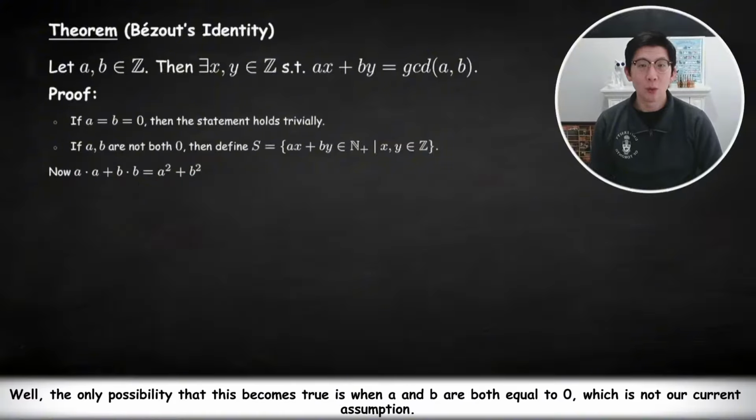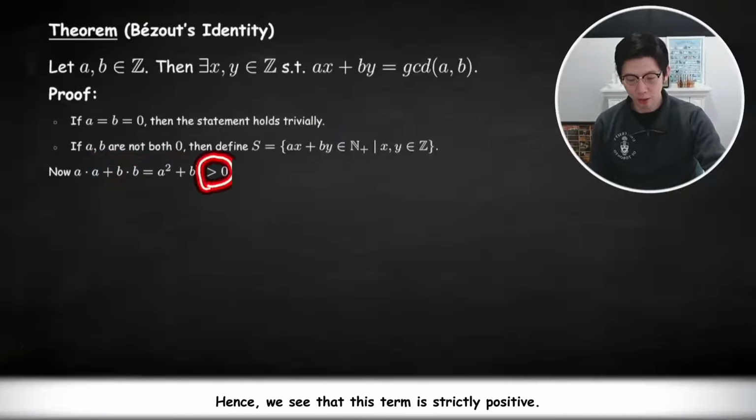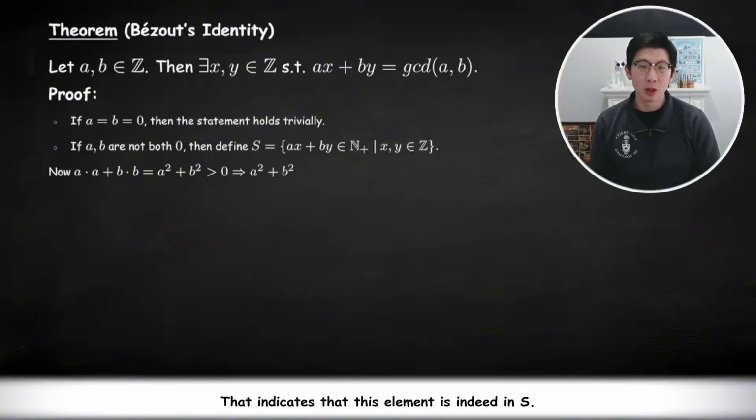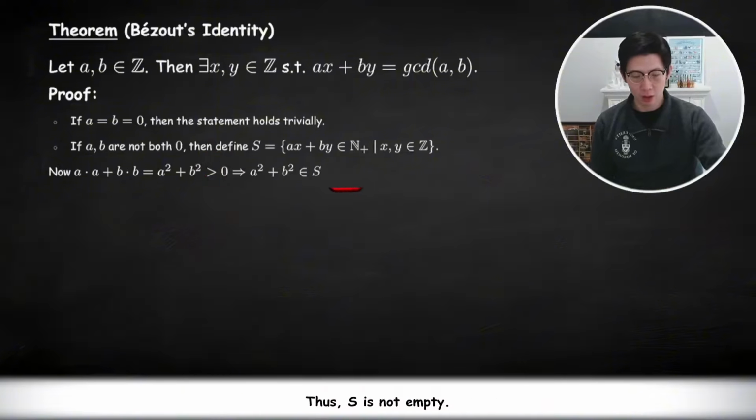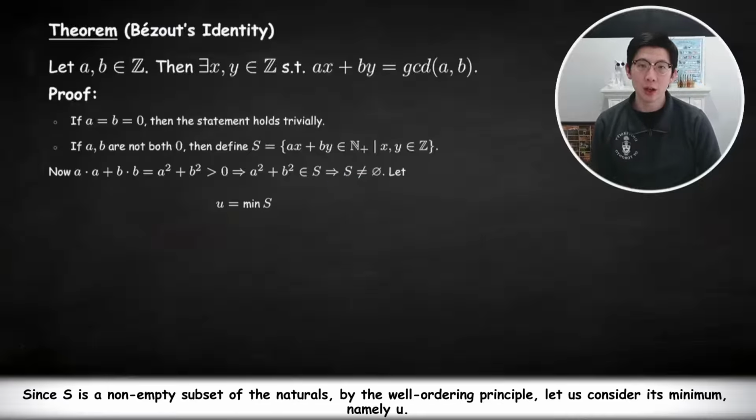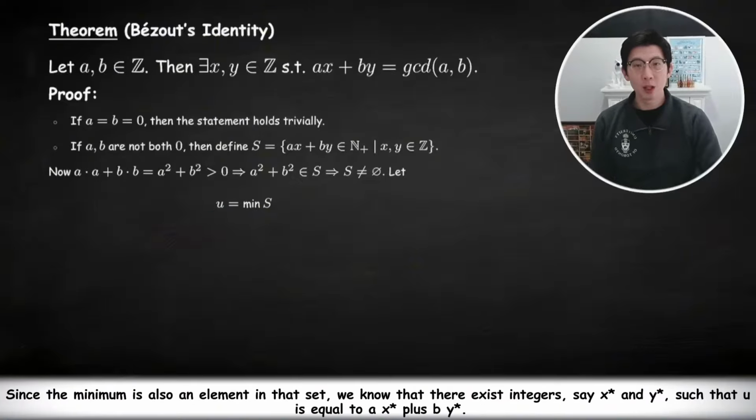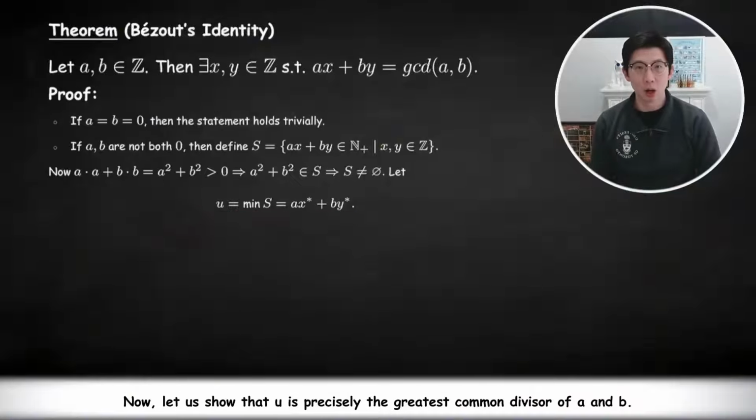Can it be equal to 0? Well, the only possibility that this becomes true is when a and b are both equal to 0, which is not our current assumption. Hence, we see that this term is strictly positive. That indicates that this element is indeed in S, thus S is not empty. Since S is a non-empty subset of the naturals, by the well-ordering principle, let us consider its minimum, namely U. Since the minimum is also an element in that set, we know that there exist integers, say x star and y star, such that U is equal to a x star plus b y star.